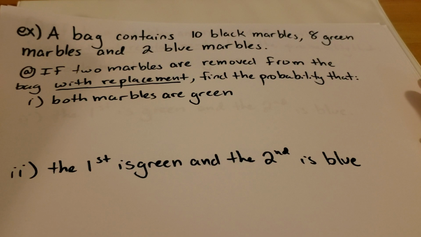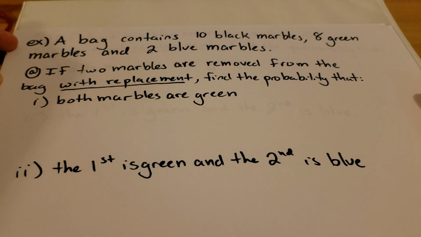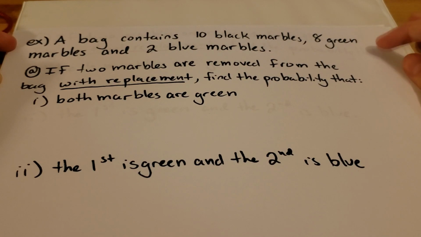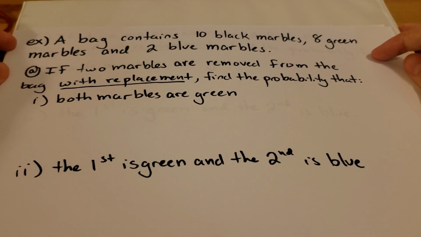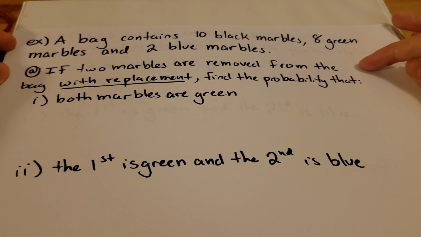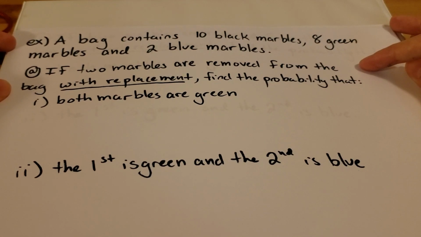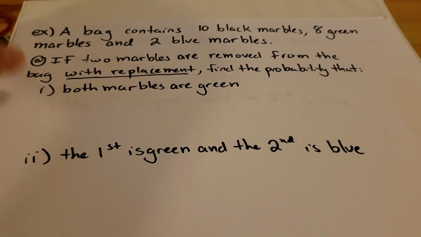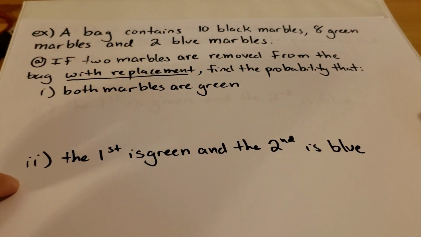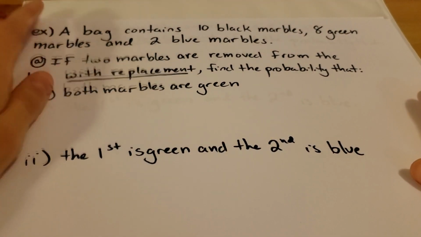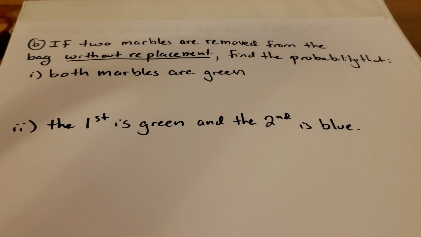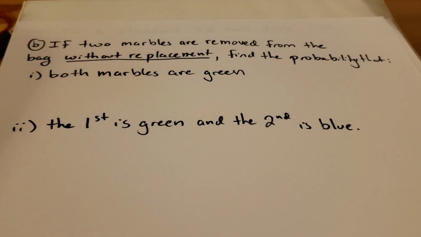Okay, now let's look at another problem. Here we're being told that a bag contains 10 black marbles, 8 green marbles, and 2 blue marbles. First, we're being asked, if 2 marbles are removed from the bag with replacement, to find the probability that both marbles are green, and then to find the probability that the first marble is green and the second is blue. And after we've done that, we're going to look at what this problem would look like if the marbles are taken out of the bag without replacement instead of with replacement.